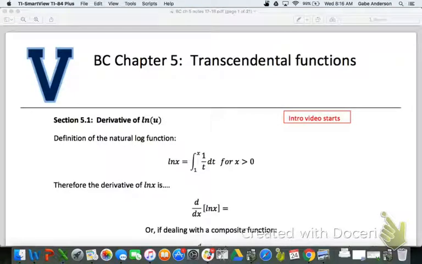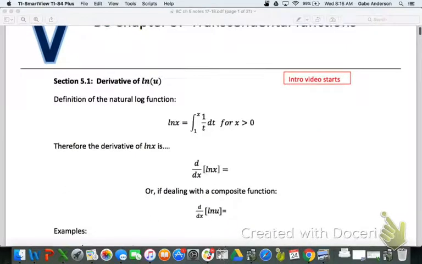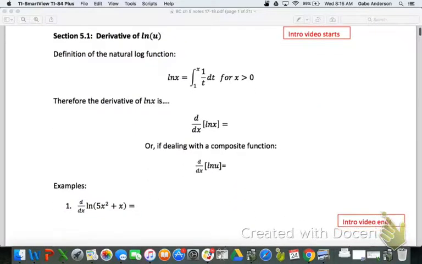This is the intro video for AP Calculus BC, section 5.1. You can see here in chapter 5 we're going to be talking about transcendental functions. Transcendental functions are functions like e to the x, ln of x, arctangent, tangent, sine, inverse cosine, things like that. And today we're going to be looking at the natural log function. We're actually going to be looking at that for a couple of sections here.